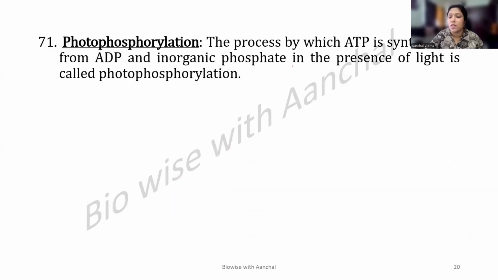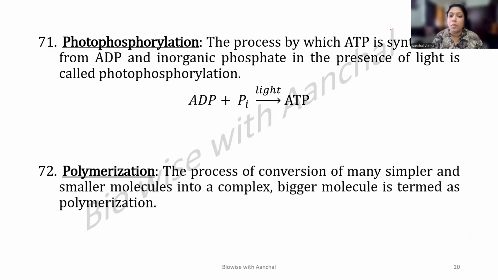Photophosphorylation, that is, phosphorylation is ATP formation and photo is light. So in the presence of light, ATP is synthesized. So the definition says the process by which ATP is synthesized from ADP and inorganic phosphate in the presence of light is called photophosphorylation. Very important. ADP plus Pi gives ATP in the presence of light. This is the photophosphorylation reaction.